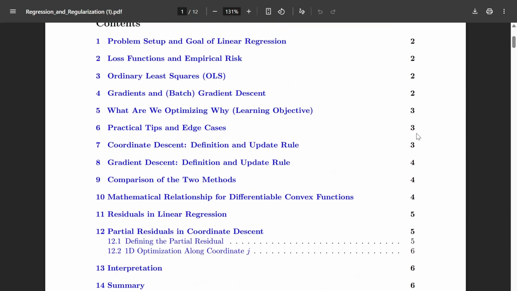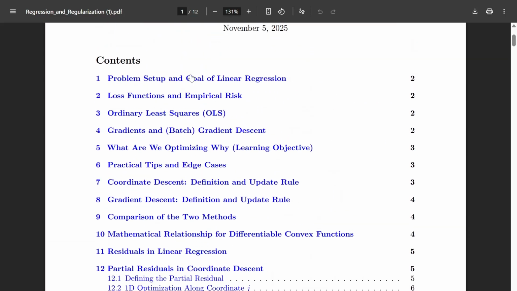So for the contents, we'll be checking the problem setup and the goal of linear regression, obviously. Then we'll check empirical risk, generalization risk, and the loss functions. Then we'll cover ordinary least squares, which is something we have already sort of known about, gradients and batch gradient descent. And then what exactly are we optimizing and why are we optimizing that?